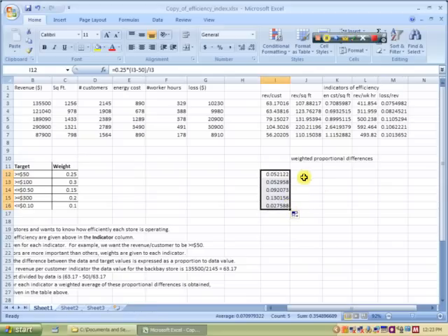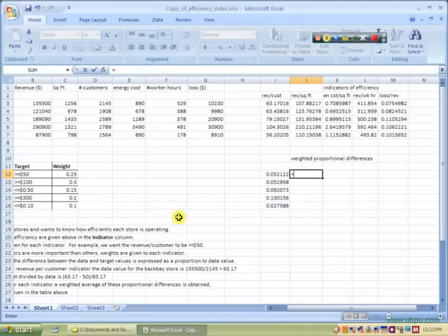Now let's do the revenue per square foot indicator. The weight there is 30%, so 0.3 times. Now the proportional difference between the data minus, and as you can see, the target is to be over 100, so 100. And as a proportion or ratio to the data. And we'll drag that on down.